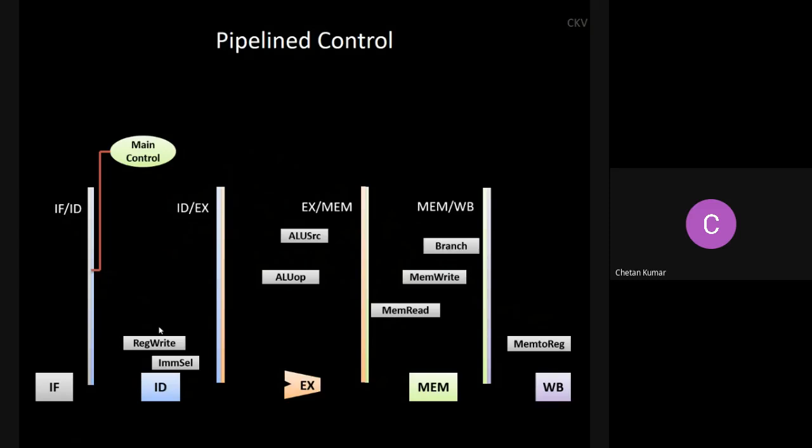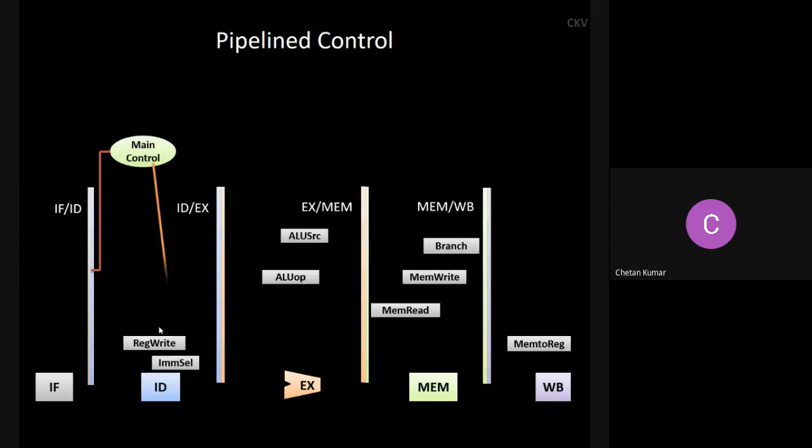Just like we avoided the read register problem, how did we avoid the write register problem? So we move it along with the instruction. So here also we should do the same thing. We carry it along with the instruction only.